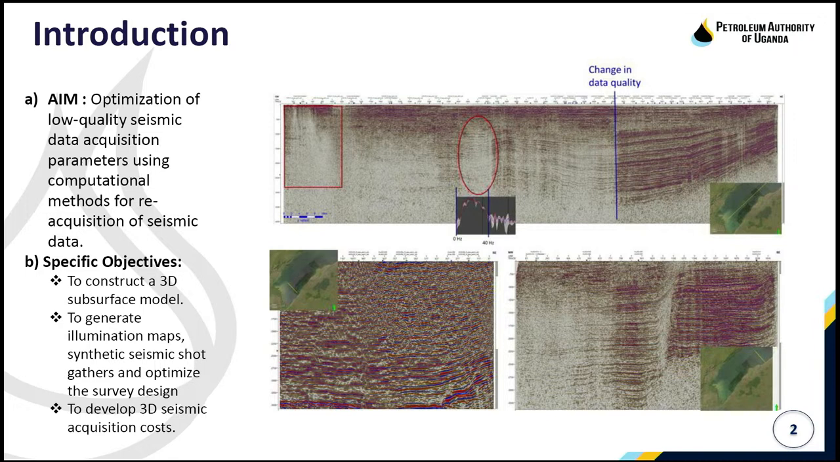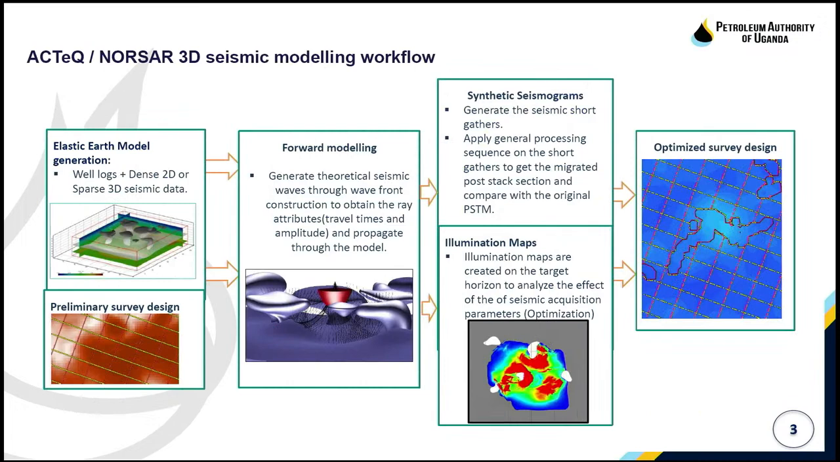Now, if my synthetic seismic shot gathers give me a good prediction, then at the same time I will use the illumination map to know what kind of receiver lines, what kind of source lines, intervals I'm going to use, and then other parameters. I will not go so much into the methodology because the time is really not enough, but I just made a workflow. And we have NOSTA and SETQ software. These are the software which I'm planning to use.